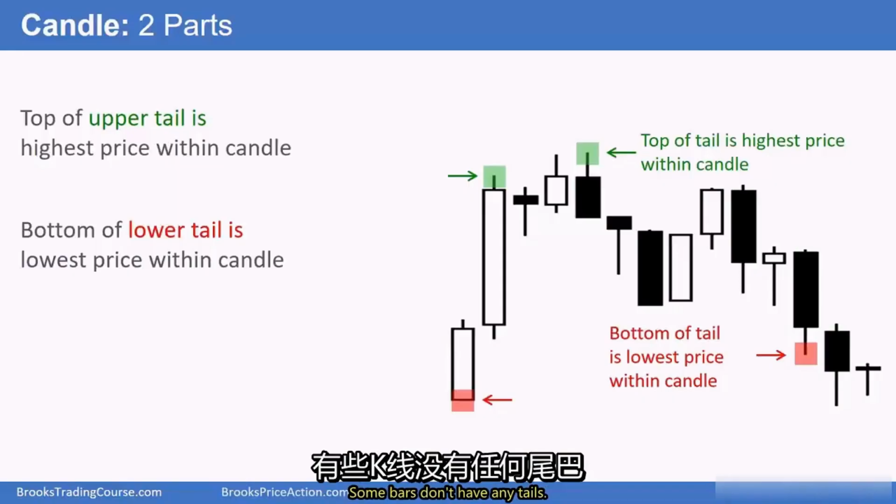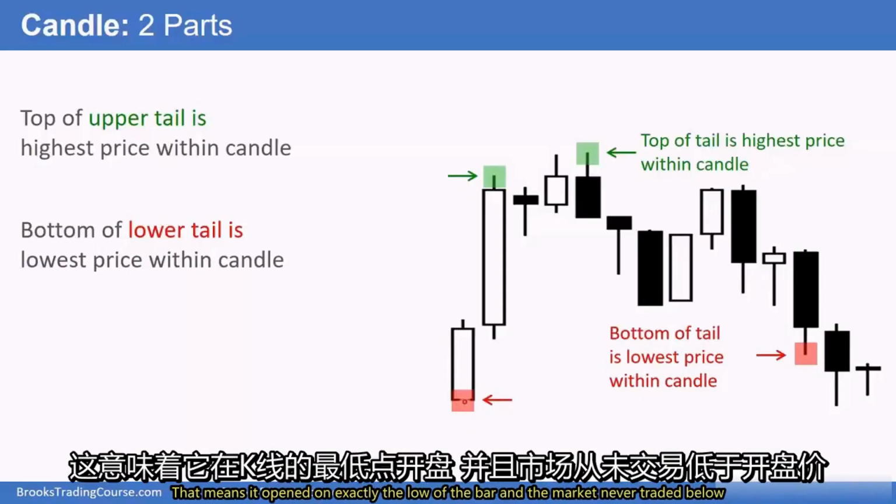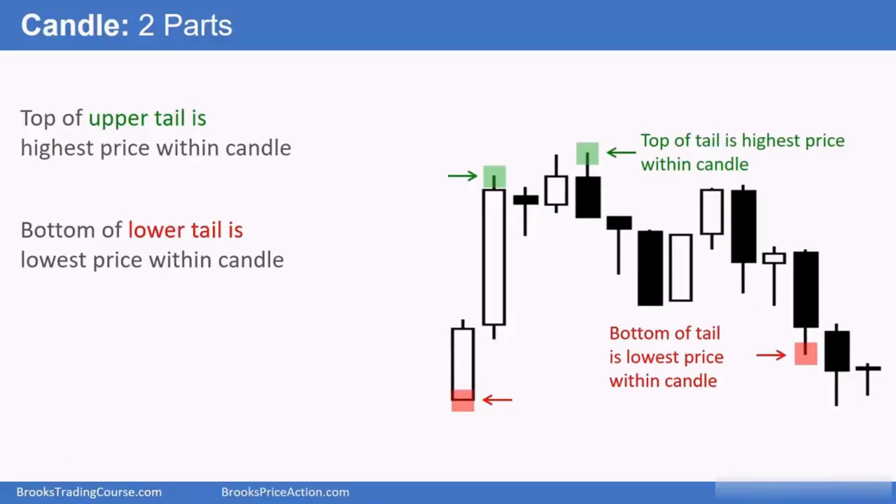Some bars don't have any tails. For example, here's a bull bar. There's no tail on the bottom. That means it opened on exactly the low of the bar, and the market never traded below the open of the bar.